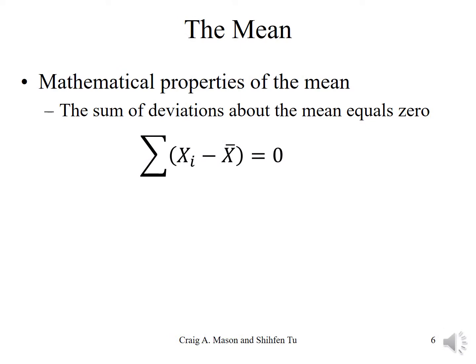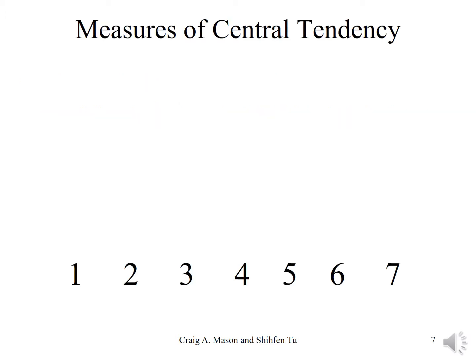First, the sum of deviations around the mean is equal to 0. In other words, if we subtract the mean from every score and add up the results, you'll always get 0. Mathematically, you can write this as the sum of the quantity x sub i minus x bar is equal to 0. Visually, you can see that here.